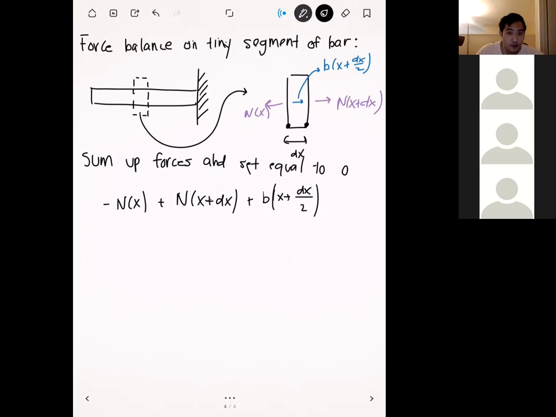And then in order to transform this body force into a normal force, I'm going to multiply this by dx. Because remember, the units for b is force over length, and in order to transform that into a force, we have to multiply by a length, which is dx.